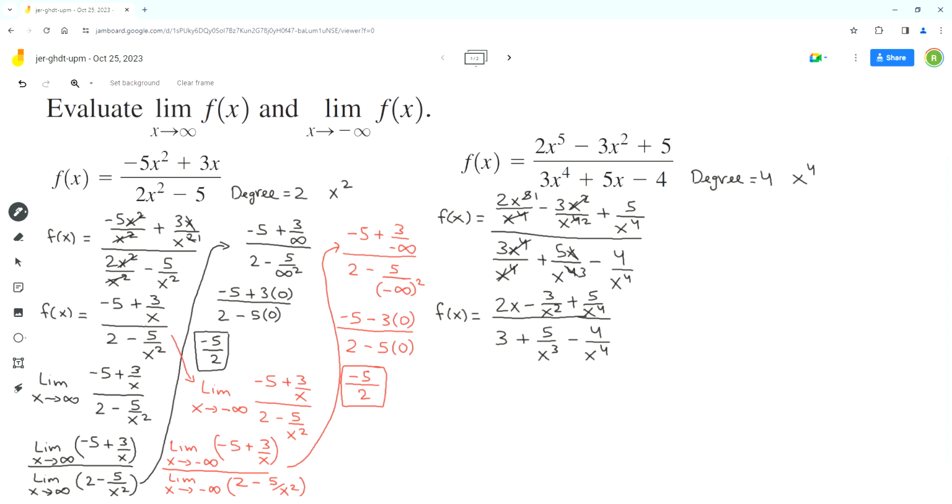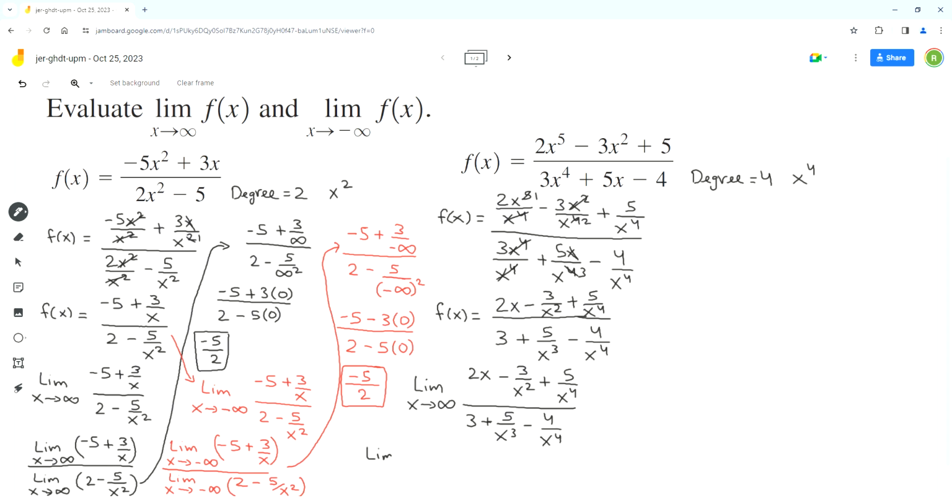Now we can evaluate the limit for this expression. So we'll start with x approaches positive infinity. So limit x approaches positive infinity of 2x minus 3 over x^2 plus 5 over x^4, over 3 plus 5 over x cubed minus 4 over x^4. So now we can apply the limit to the numerator and the denominator separately.